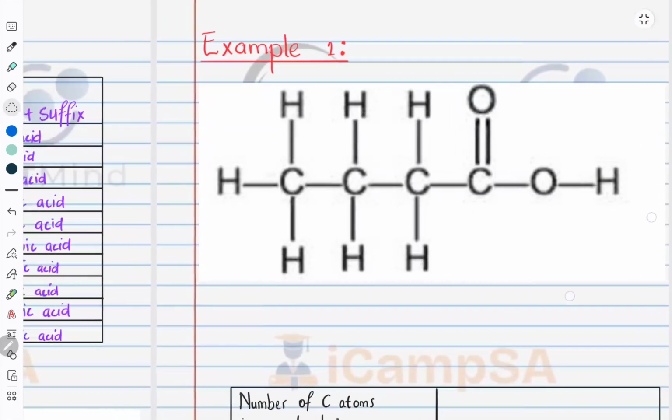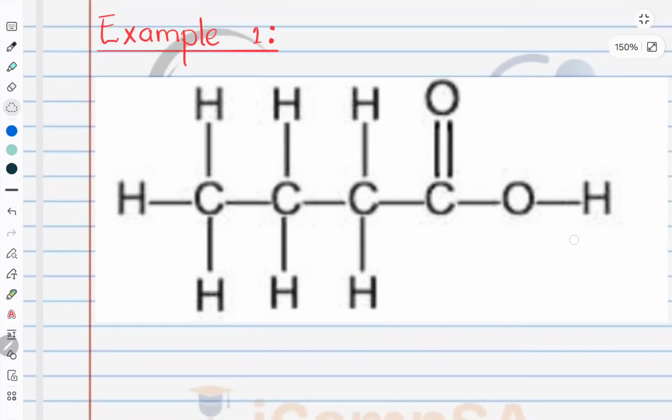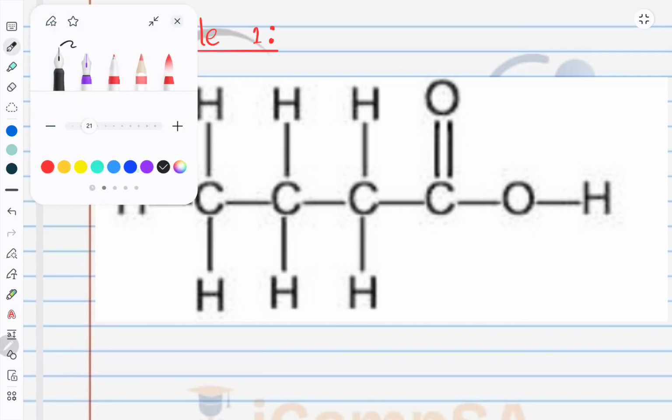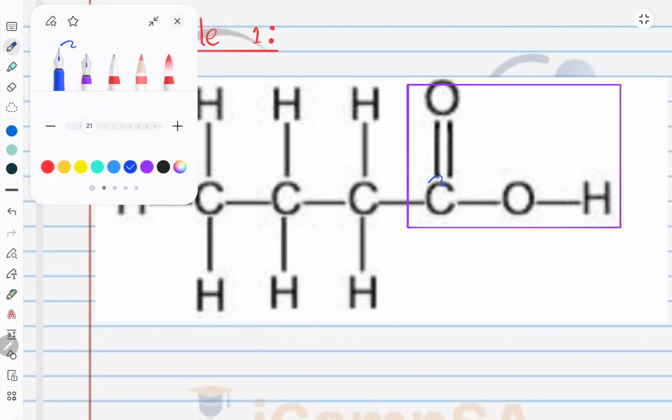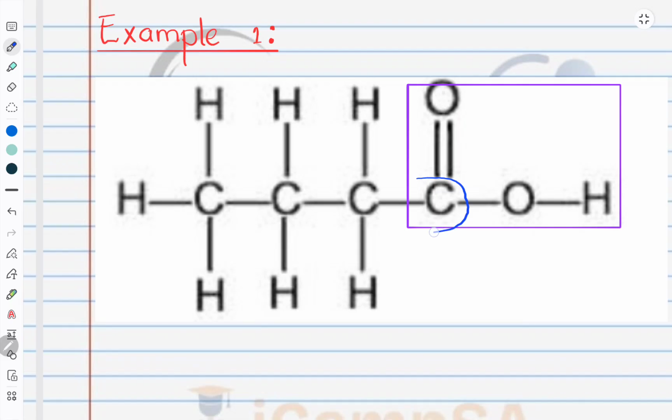All right, so this is our first example. Now if you check here, the main chain is quite straightforward to see, right? Remember, it must always contain our carboxyl group. So this is our carboxyl group, right? And then the main chain includes that carbon atom of our carboxyl group, okay?